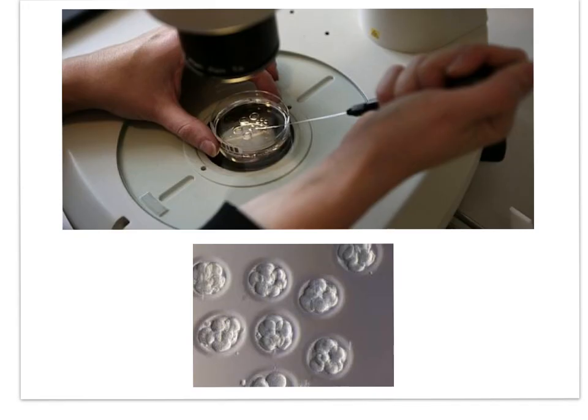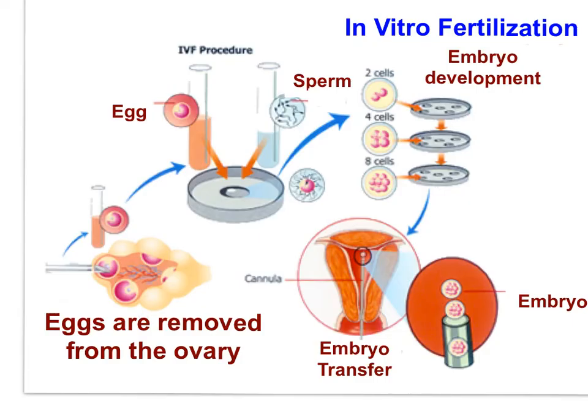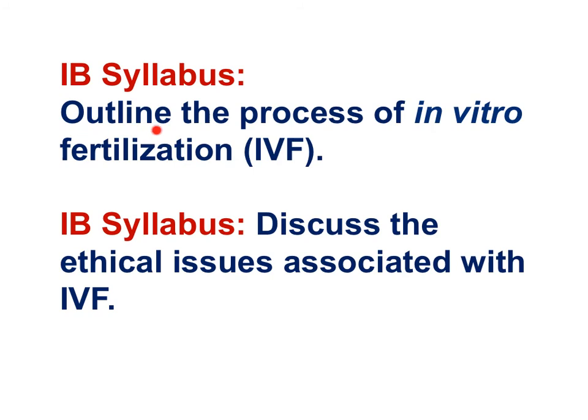You can see embryos being selected for implantation into the uterus. Chances for pregnancy are better if many embryos are transferred into the uterus in a treatment cycle. Stop the movie now and study this slide to review the IVF process. Hopefully, you can outline the process of in vitro fertilization, and that brings us to discussing the ethical issues associated with IVF.